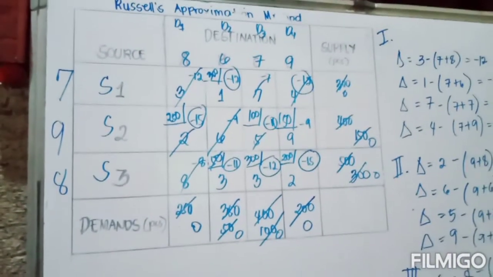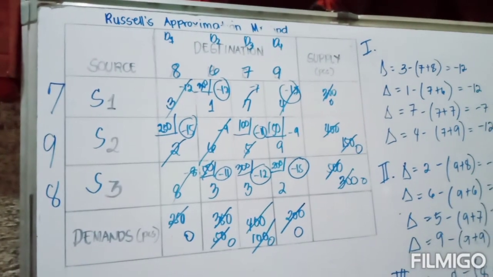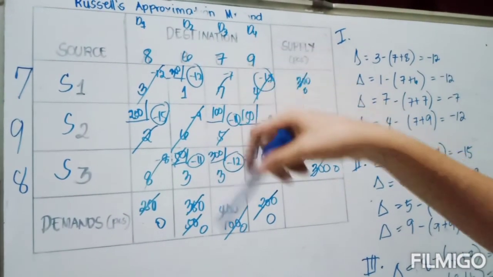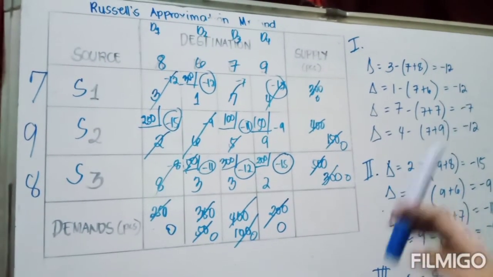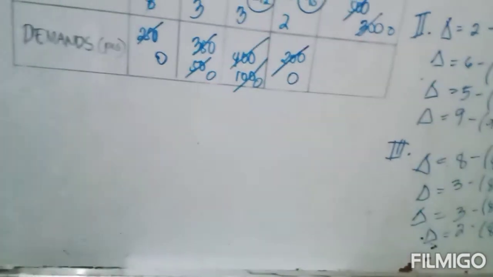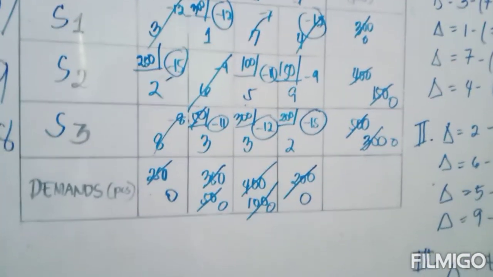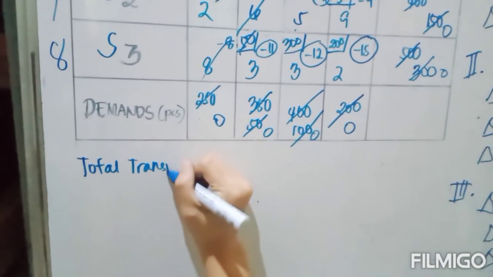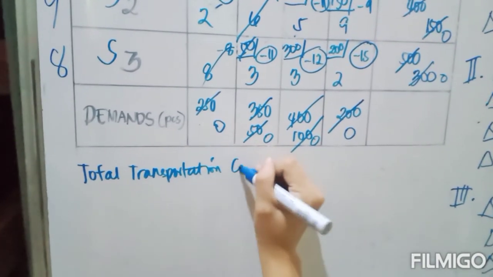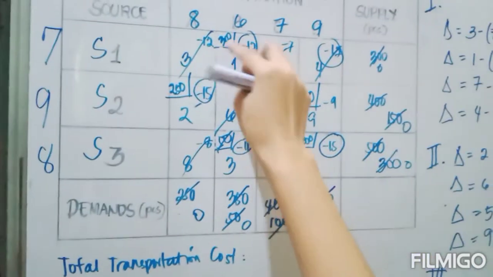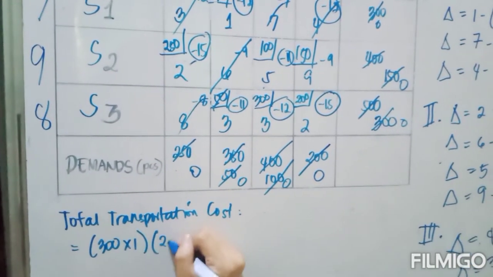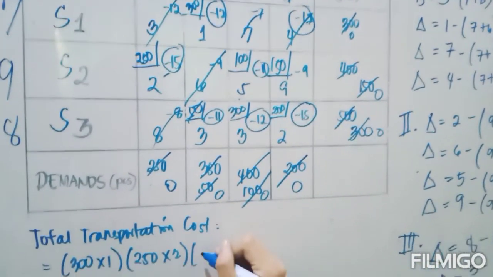Then the next step would be, if the allocation has been completed, then calculate the distribution cost. So right now we're gonna calculate the distribution cost, since every supply and every demand is already satisfied. So the last step would be to calculate the total transportation cost. We'll just multiply this. So 300 times 1, 250 times 2, multiply by.